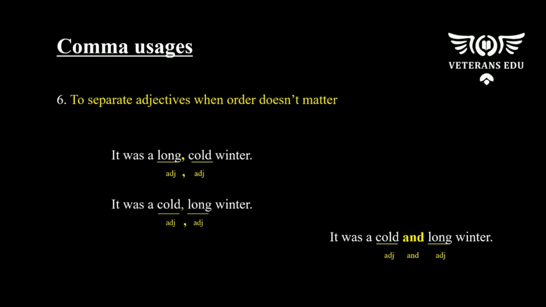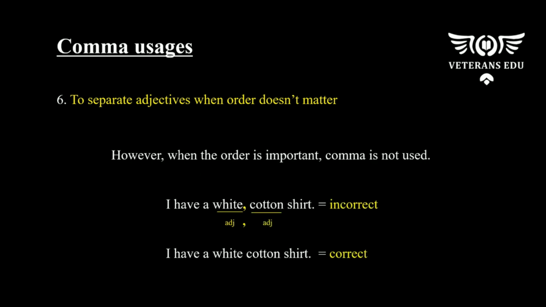Now, before we wrap up, I want to share one more detail. When the order of the adjective is important, we cannot use the comma. For example, in the sentence, I have a white cotton shirt. I cannot say cotton white shirt because that wouldn't make sense, right? The adjective order here is fixed, and in this situation, we did not use the comma to separate 2 adjectives.